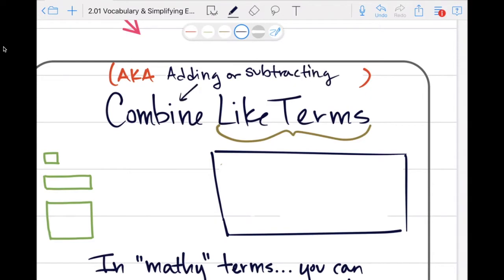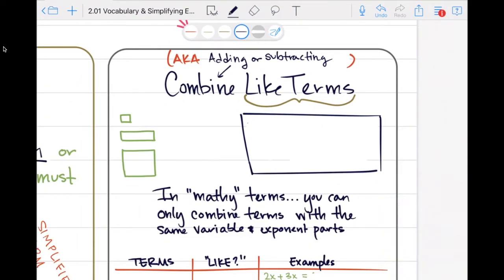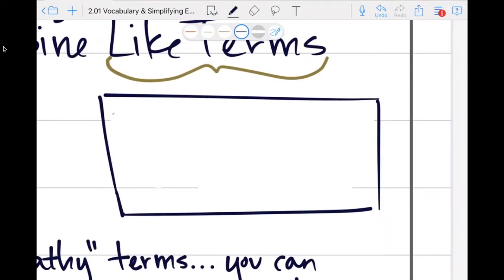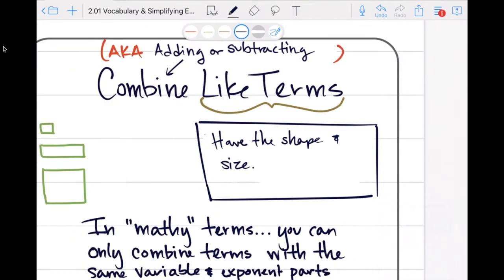So combining in this case is talking about adding or subtracting. Now let's talk about like terms. The way that I think is the best to help understand the concept is that like terms have the same shape and size. So if combining like terms or identifying like terms is kind of a tough thing for you to wrap your head around, think about terms like a geometric shape.